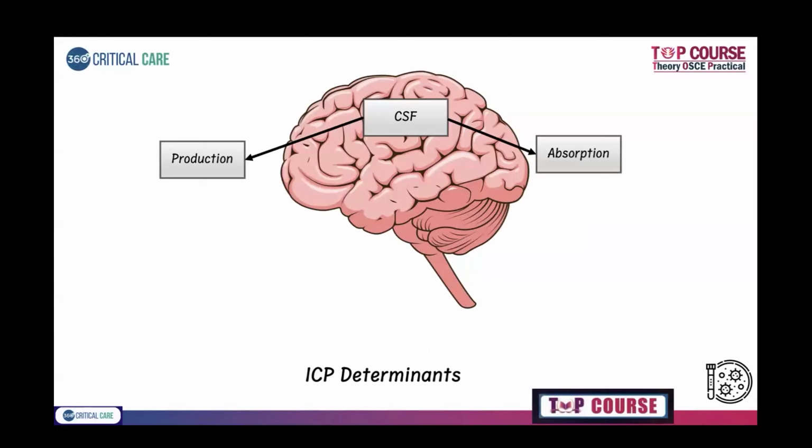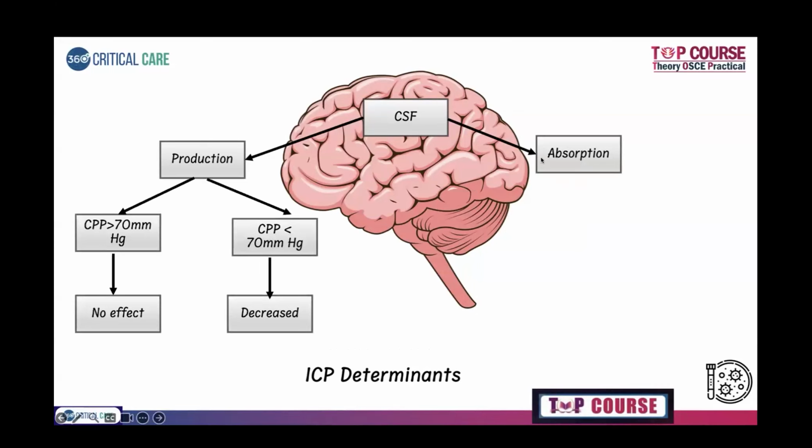Then the second important structure in the brain is the CSF. Again, CSF is governed by production and absorption. If the question asks about ICP, you have to talk this way: brain volume, CSF, blood volume. If the question asks about CSF, then you can talk about production and absorption. This is the overlapping factor here.